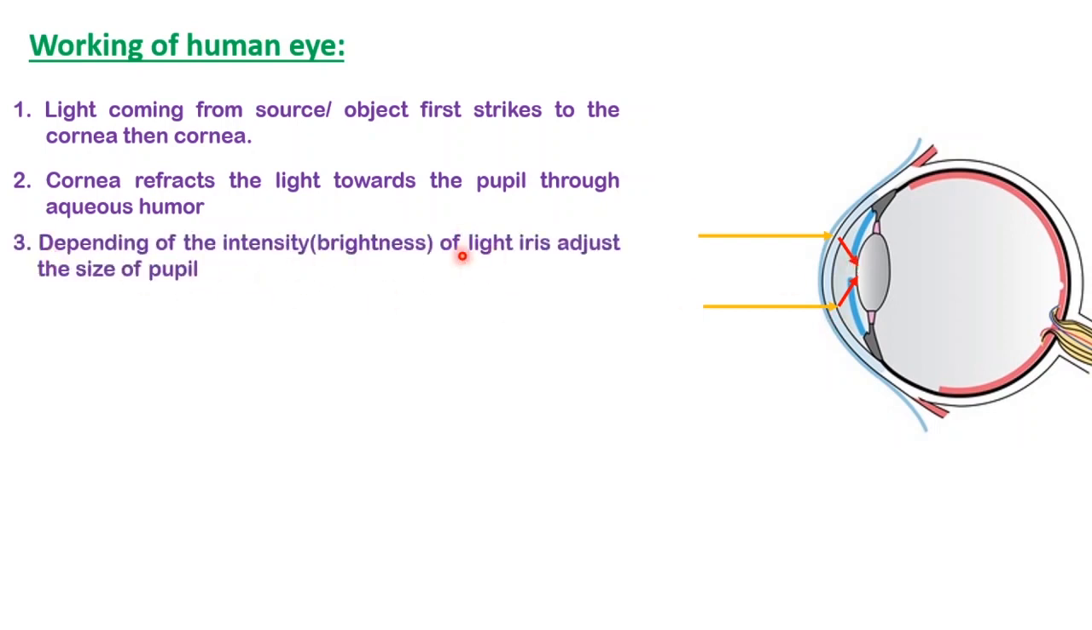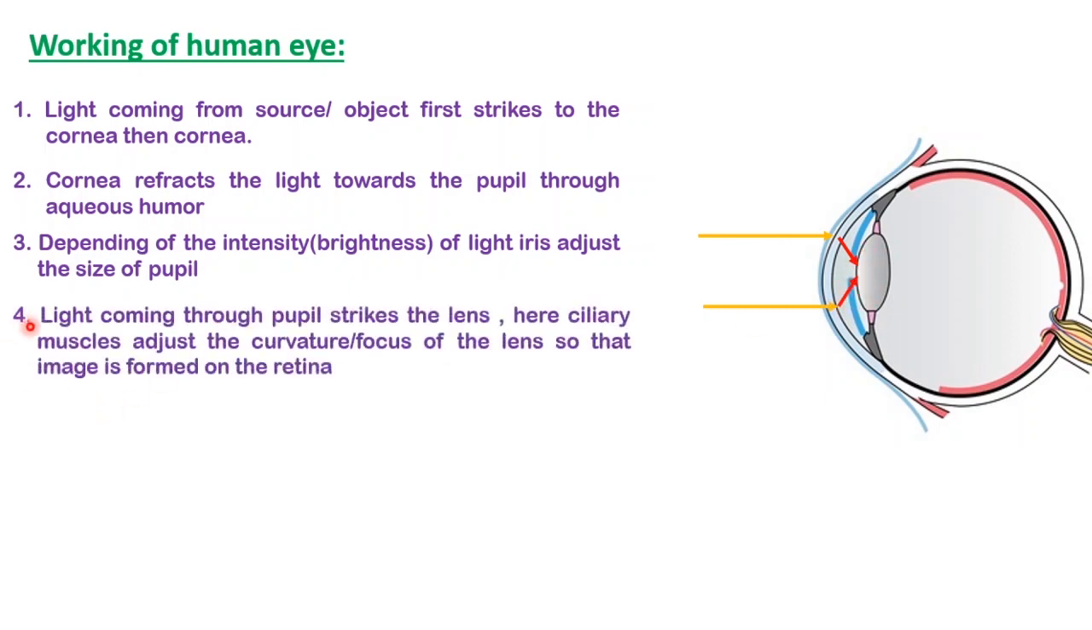Now, depending on the intensity of light, the size of the pupil is adjusted. I have already told you that the iris adjusts the size of the pupil depending on the incoming intensity. If it is bright, then this hole will be smaller. If it is dark, then the size will be broader, or we can say larger, so that more light can come through the hole. Next, light coming through the pupil strikes the lens.